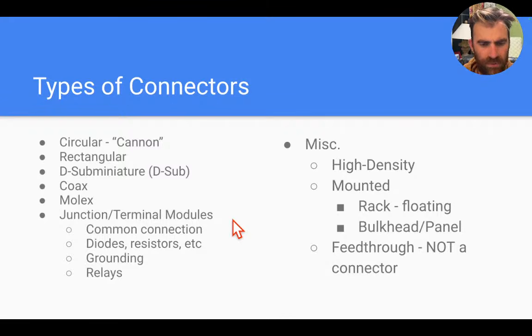And then for junctions and terminal modules, those are going to be for common connections where you're trying to maybe connect two signals together, and maybe where you don't necessarily want to splice them, or have like an inline splice in a wire bundle. So it's just sort of like a common connection area for different wires that need to be on the same circuit.